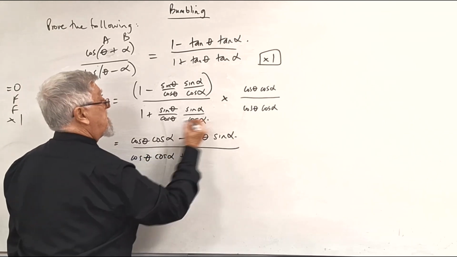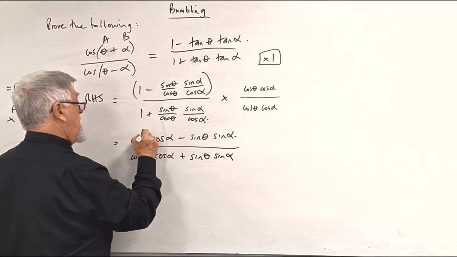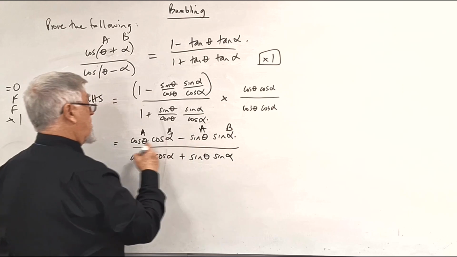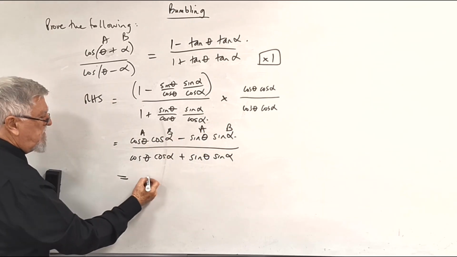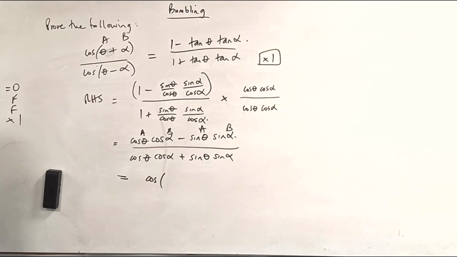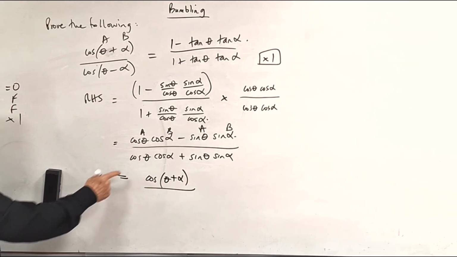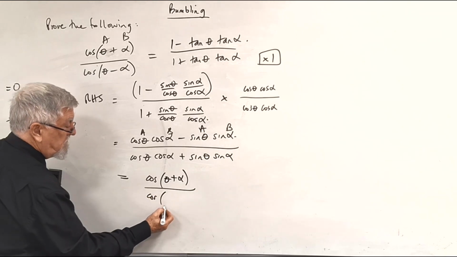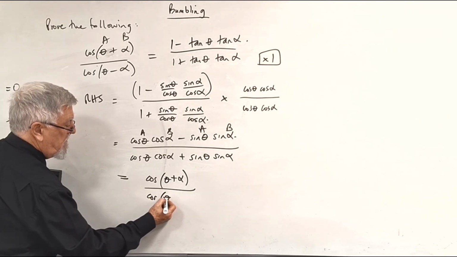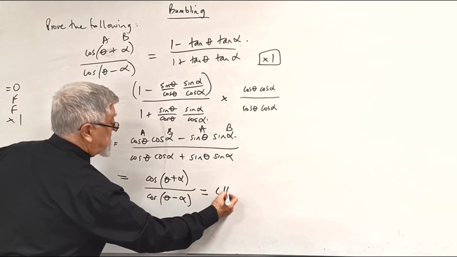Plus, the cos cancels, you've got sine theta, sine alpha. And there's your A, B, cos, sine, sine. So what's A, B, cos, sine, sine? Cos of theta plus alpha. Yeah, and so you haven't had a lot of time to take them in as yet. Cos, sine, theta, alpha is cos of theta, alpha, and the plus becomes a minus, which equals the left-hand side.